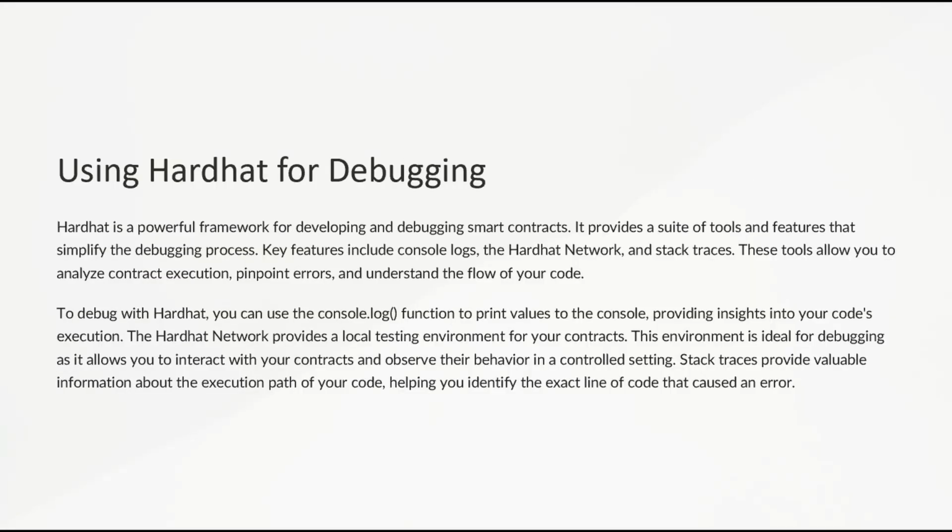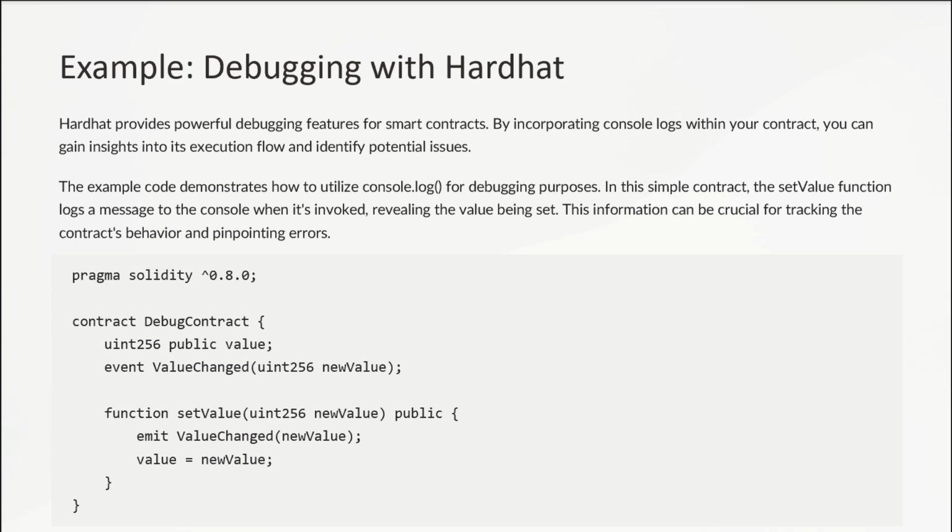Hardhat. It is a framework which offers a suite of tools for developing and debugging smart contracts, including console logs, a local testing network, and detailed stack traces. These tools help in analyzing contract execution and identifying errors. By incorporating console.log in your contract, you can track the flow of execution and pinpoint where the logic fails. For instance, in a contract where set value is meant to log the updated value, a missing log might indicate that the function isn't being executed as expected.